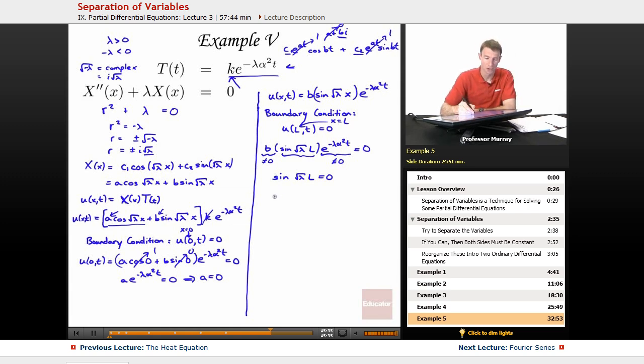So sine of what is equal to 0? Well, I know that sine of any integer multiple of pi is equal to 0. So this will work if I take root lambda L equal to n pi, where n is any integer.